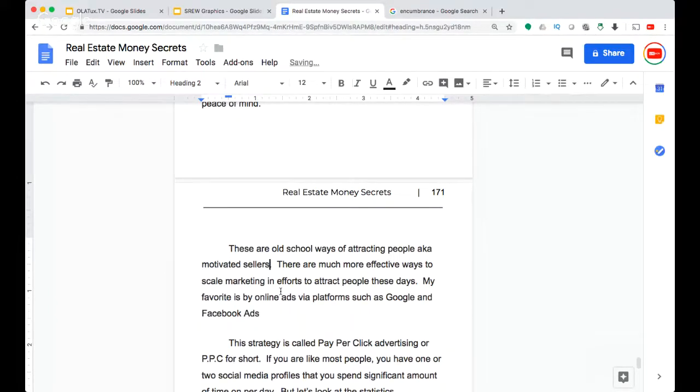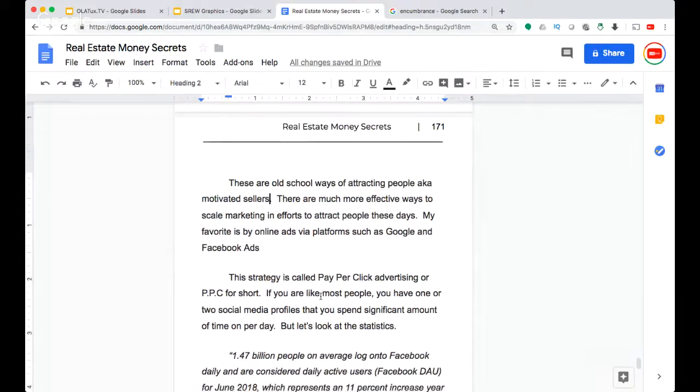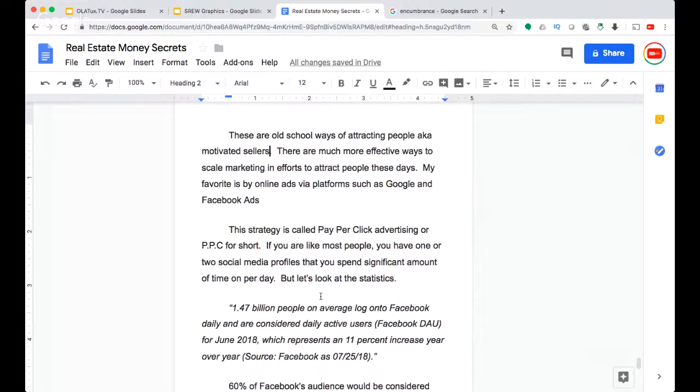These are old school ways of attracting people, aka motivated sellers. There are much more effective ways to scale marketing in efforts to attract people these days. My favorite is online ads via platforms such as Google and Facebook ads. This strategy is called pay-per-click advertising, or PPC for short. If you're like most people, you have 1 or 2 social media profiles that you spend a significant amount of time on per day. But let's look at the statistics.